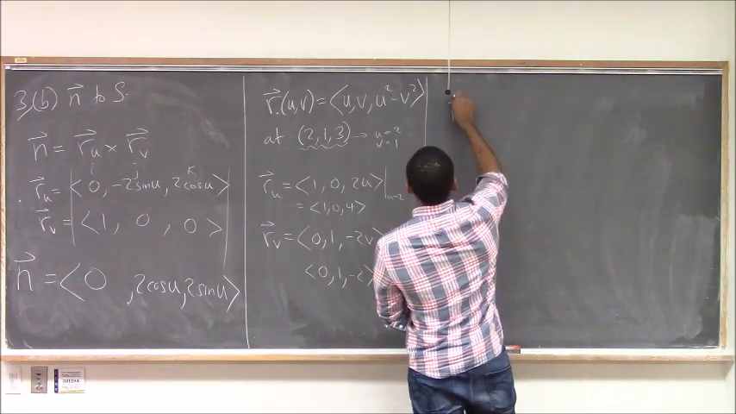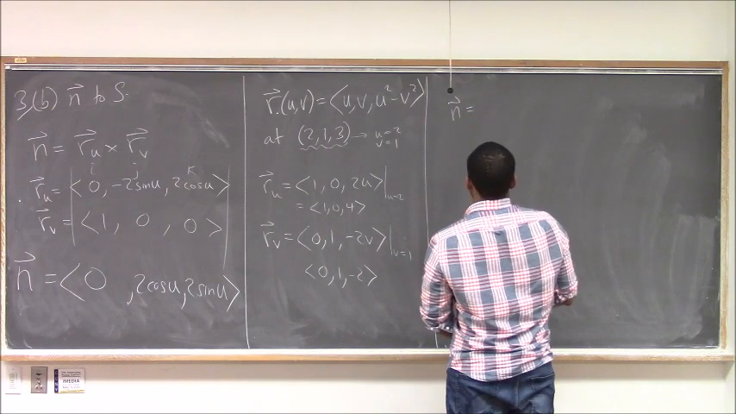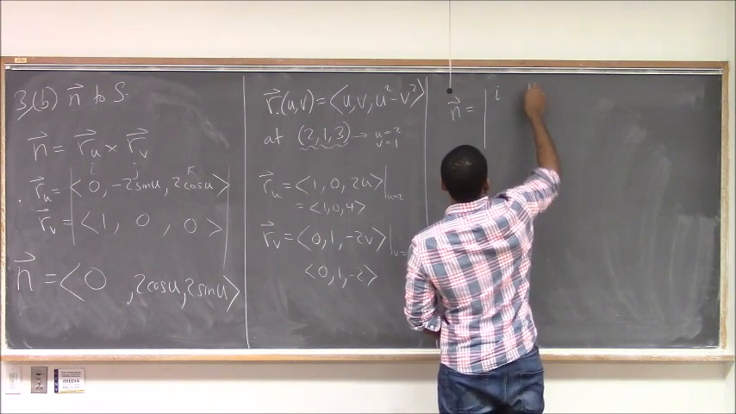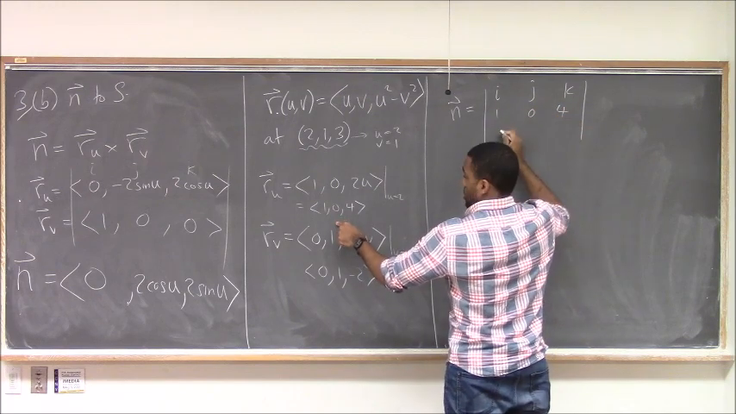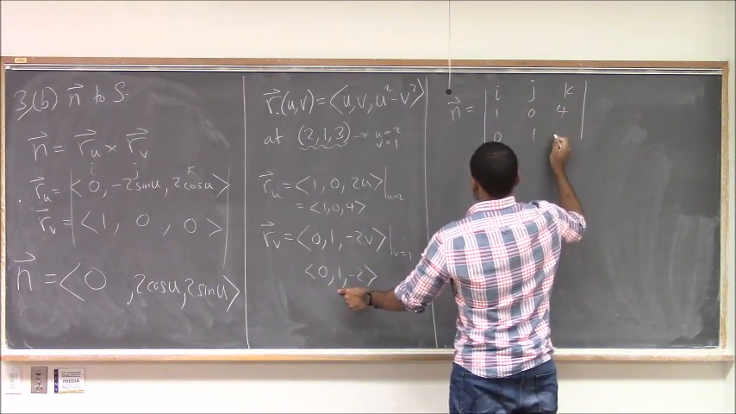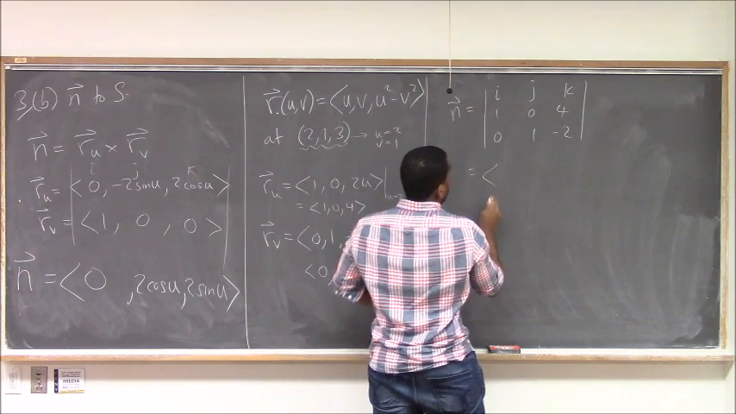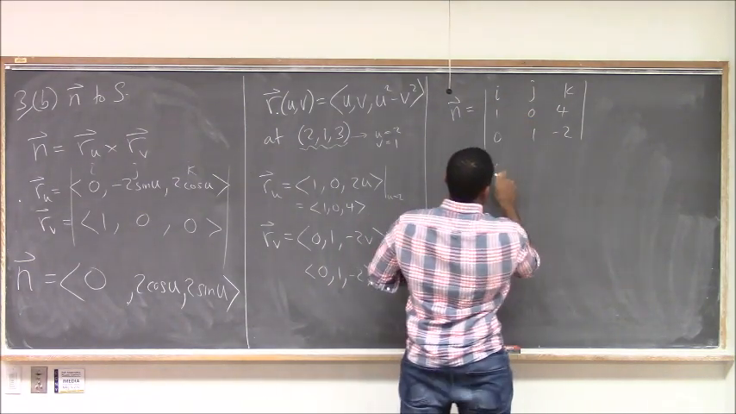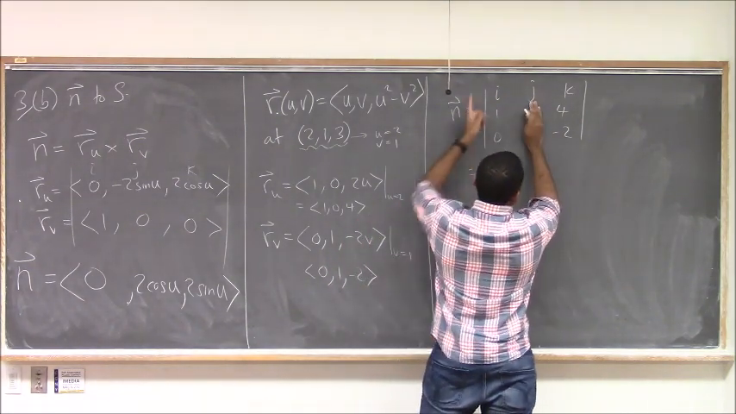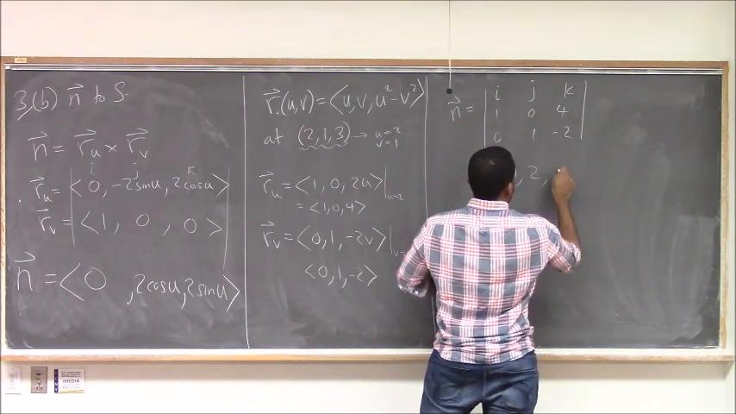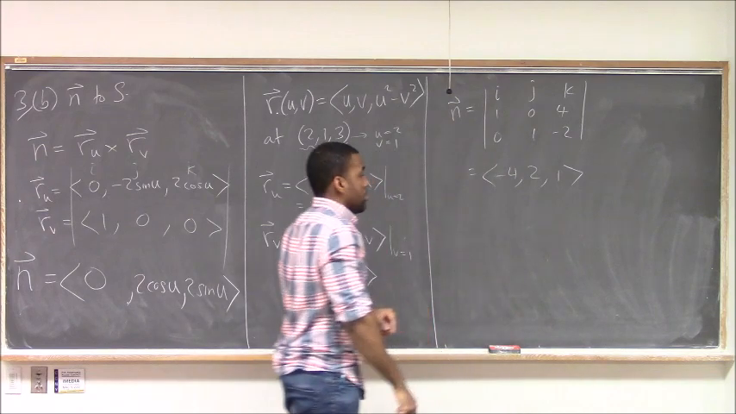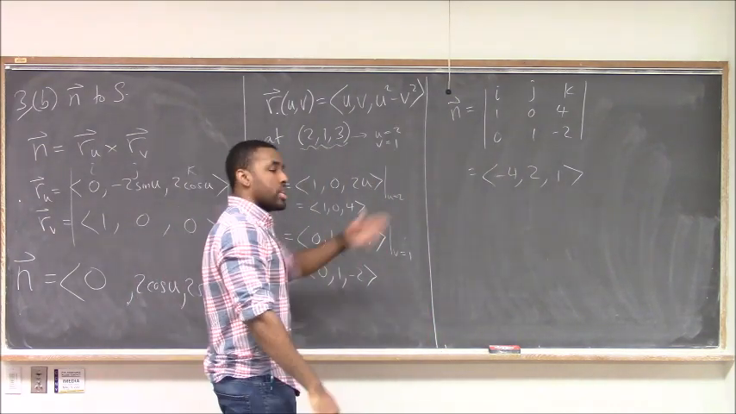So then my n now is just going to be the cross product of those two. 1, 0, 4, 0, 1, minus 2. 0 minus 4, this is minus 2 plus 2, 1. So that would be my normal vector, or the negative of that.